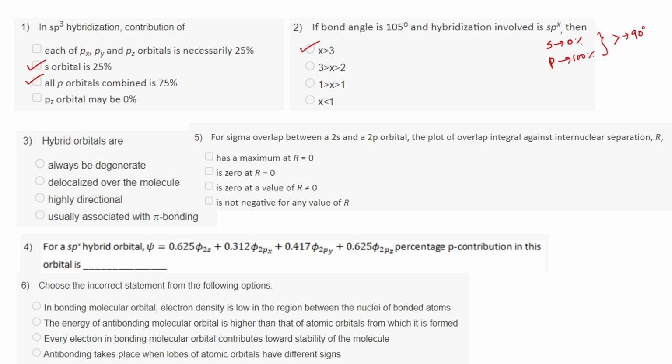Now question number 3: hybrid orbitals are, out of the four options, highly directional. Because of that, we sometimes invoke them in molecular orbital theory also. I think you have seen the molecular orbital diagram for carbon monoxide, where hybridization was involved inside the MOT.